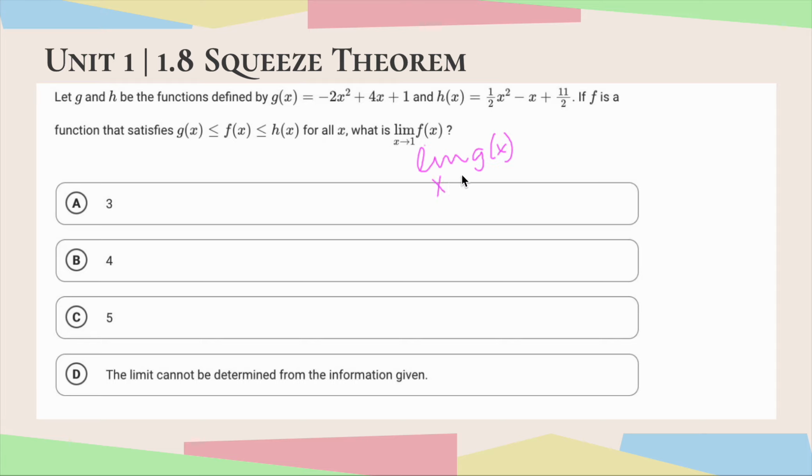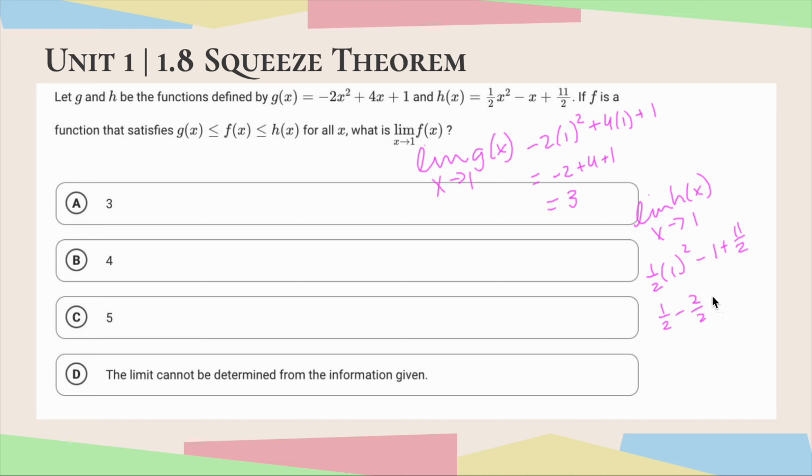So let's start with the limit of g as x approaches 1. Using direct substitution, I'm going to get -2 times 1 squared plus 4 times 1 plus 1, which is going to equal -2 plus 4 plus 1, which is the same as 3. Now let's go ahead and do the same thing for h. So using direct substitution, I'm going to get 1/2 times 1 squared minus 1 plus 11 over 2. Okay, so 1 squared is just 1. So this is 1/2 minus 2 over 2, getting a common denominator, plus 11 over 2. So this is going to give me 10 over 2, which is 5.